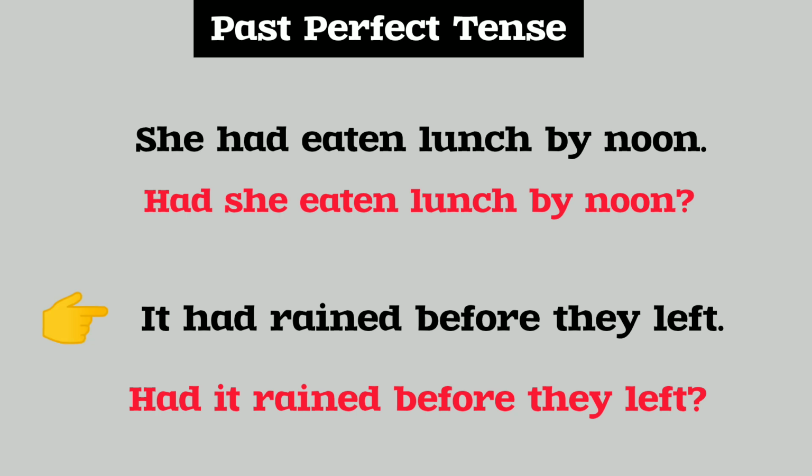The next one. It had rained before they left. Again, we have to switch the order of the first two words. Had it rained before they left? The answer could be yes, it had, or no, it hadn't.